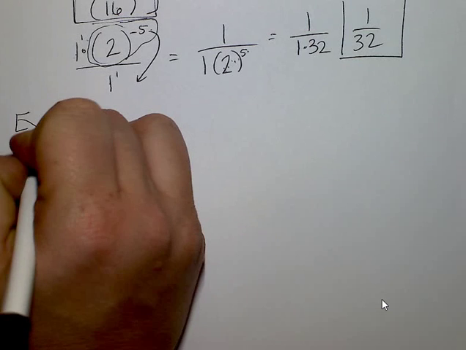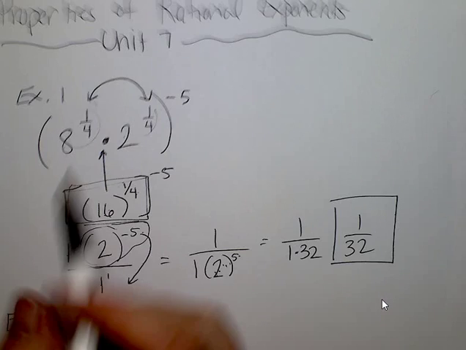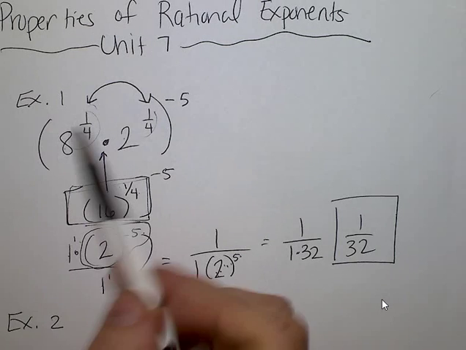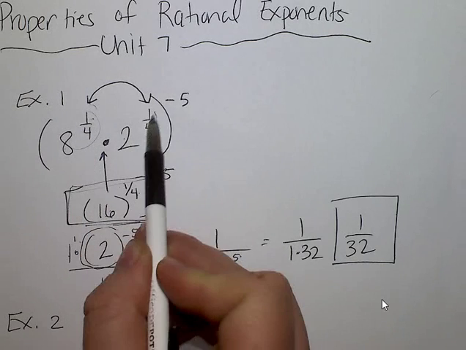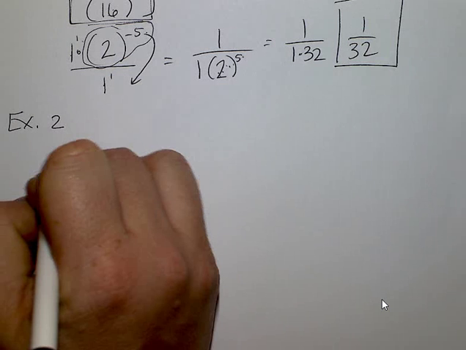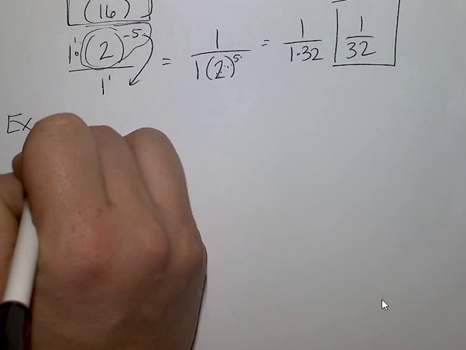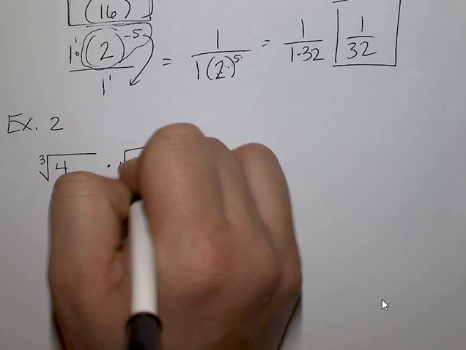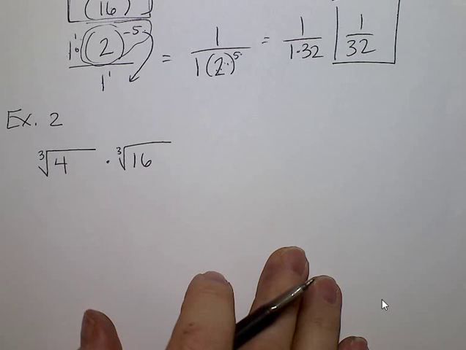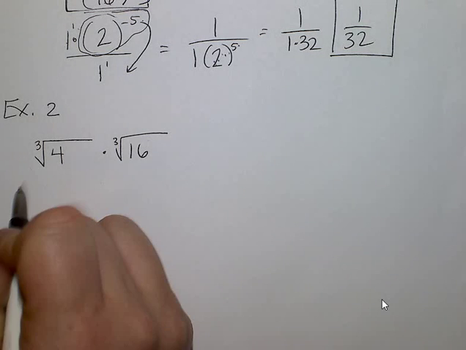Write down example number 2. Before I go over example 2, notice that the beginning example for the first one was in rational exponent form. So now it's in radical form, and if you prefer to rewrite this, you can.